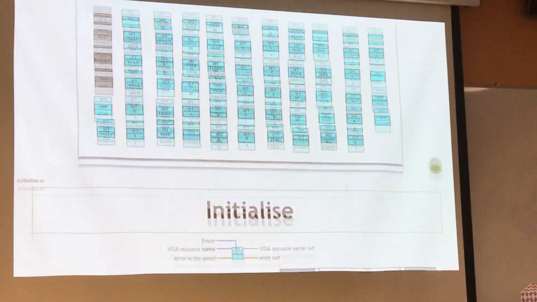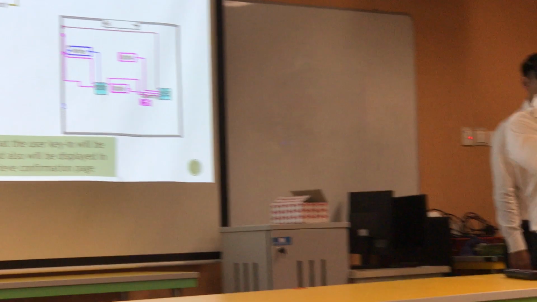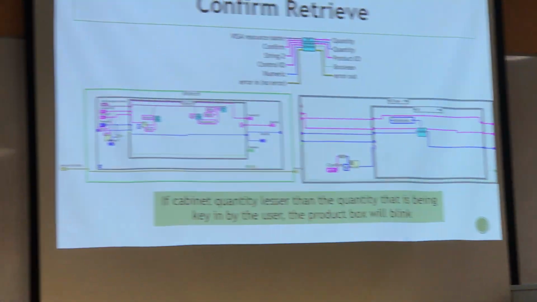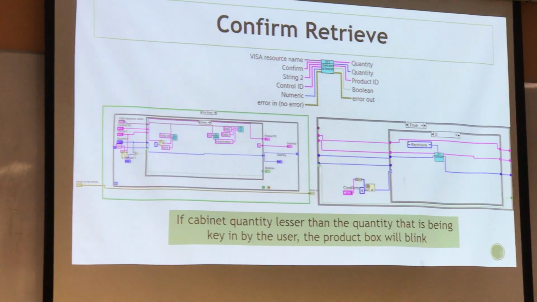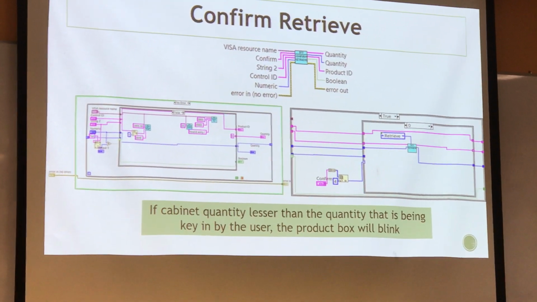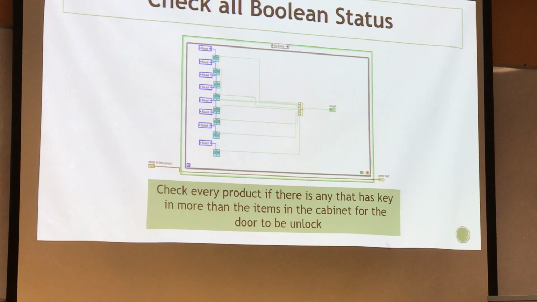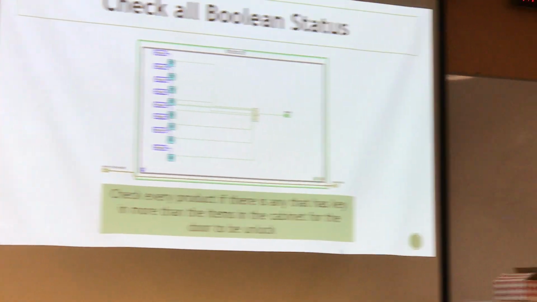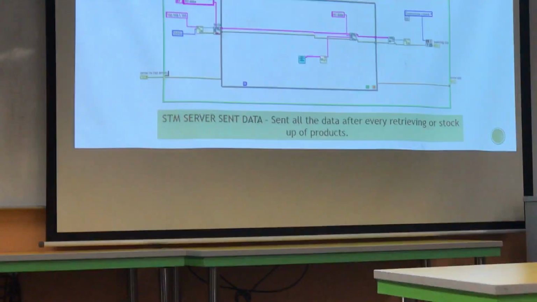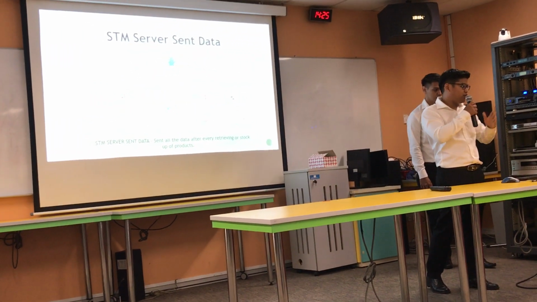Action engine created. Initialize to open the connection between Mario and the product native. On the product, the user key-in will be stored in the AE, and it will also display the stock up or retrieve confirmation page. Confirmation: if you enter more than the number of items inside the cabinet, it will go to false, your text box will blink, and it will show invalid entry. If you enter a number of items less than or equal to the number of items inside the cabinet, it will subtract accordingly. This will check all the Boolean status. If all of them are true, the door will be unlocked. STM server data is sent at the end of every transaction. It will send your staff ID, stock up or retrieve status, all your product quantity and your product ID to the host PC to enter in the database.